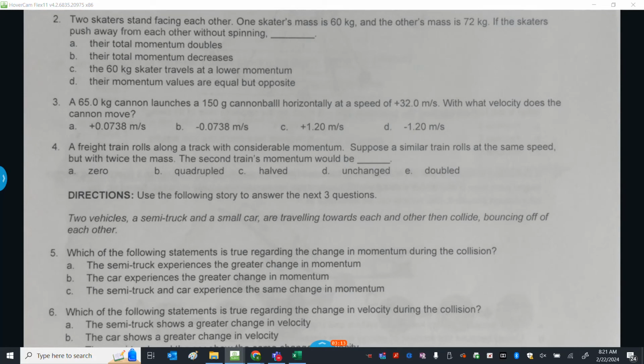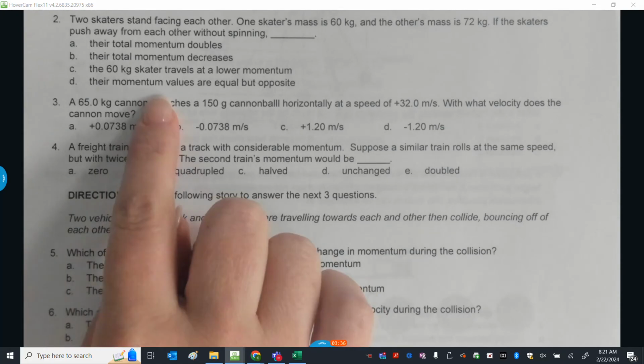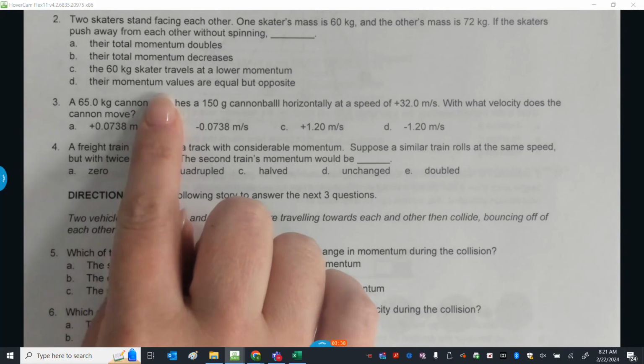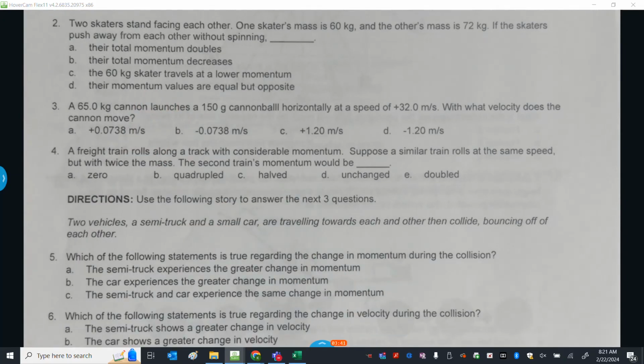And so that answer here, because they started out at rest and their initial momentum was 0, their total final momentum must also be 0, which means that if one of them has a momentum of, let's say, positive 100, well, the other one has to be negative 100, so that the total is 0, so the total remains the same, so that it follows the law of conservation of momentum. And so their momentum values are equal but opposite is the answer choice you should select there. Are there any questions about number 2?